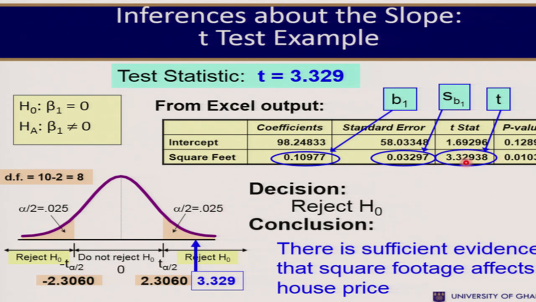Based on the value of this t statistic, you see that it is way bigger than 2.30, and hence is found within our rejection region, and therefore you decide to reject our null hypothesis and conclude that there is evidence that square footage affects the price of the house.